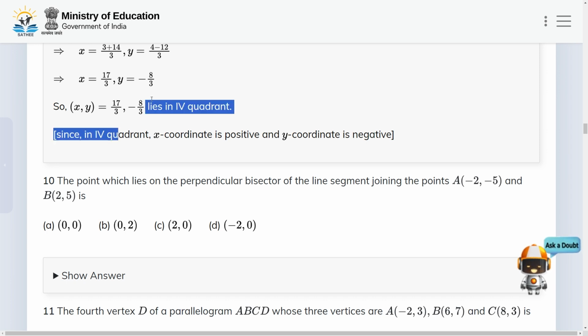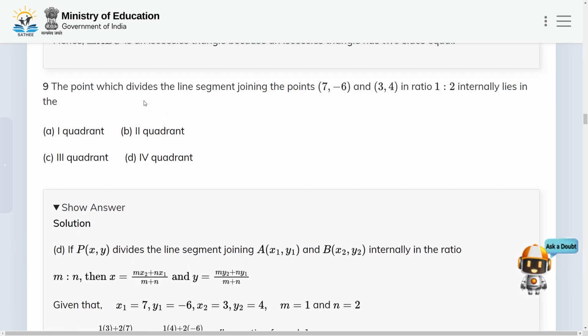Okay, and this coordinate lies in the fourth quadrant. In the fourth quadrant, the x coordinate is positive and the y coordinate is negative. So this coordinate, 17 by 3 comma minus 8 by 3, lies in the fourth quadrant. So here the correct answer is option number D.